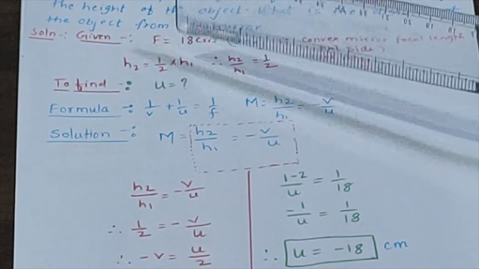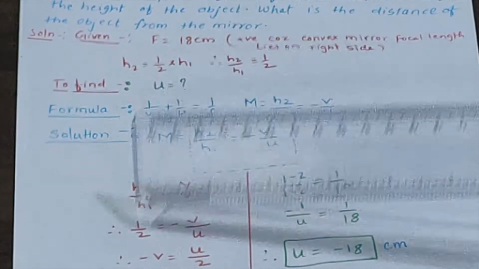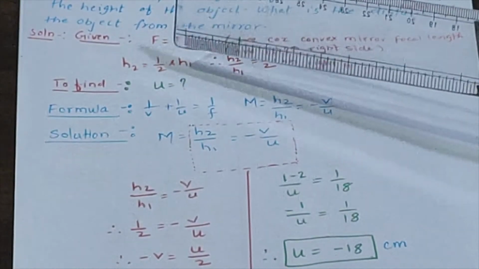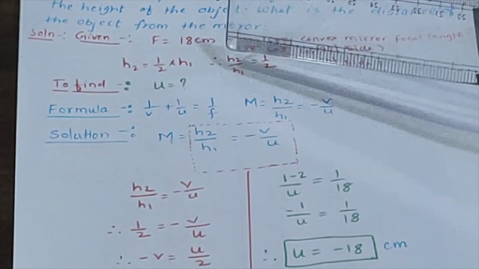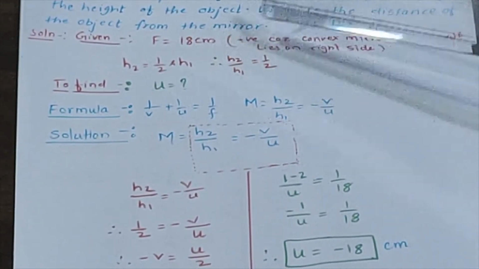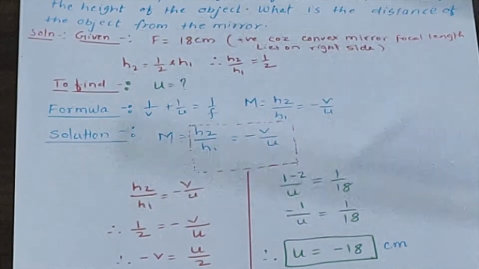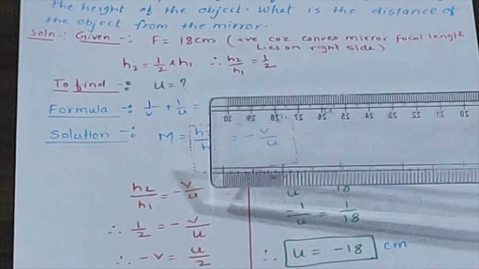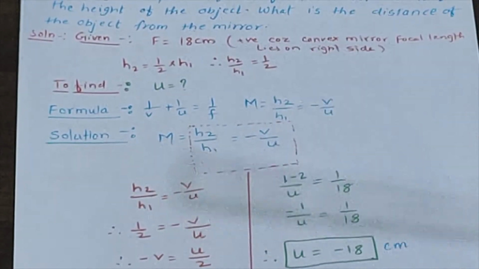I took this. Now look at this here, h2 upon h1. Let's go in the data. I've been given h2 is equals to half of h1, but I don't have h2 upon h1. So what I do is, h2 is half of h1, so h1 comes here, h2 upon h1 becomes half. So I got the value of h2 upon h1 as half, which I'm going to substitute here, which is equals to minus v upon u. So substitute that half, which is equals to minus v upon u.